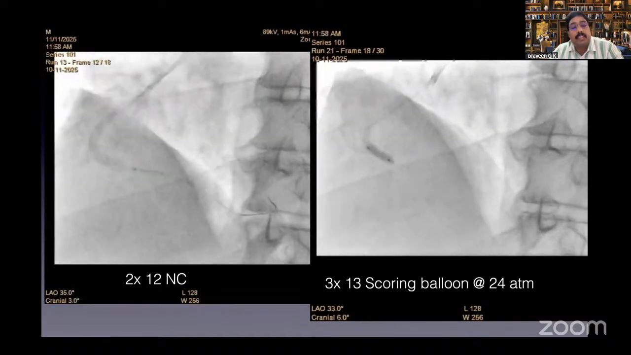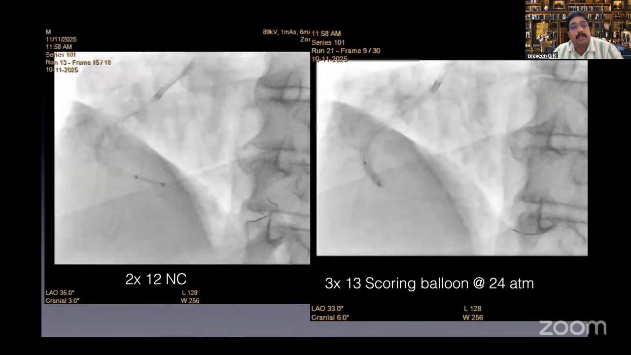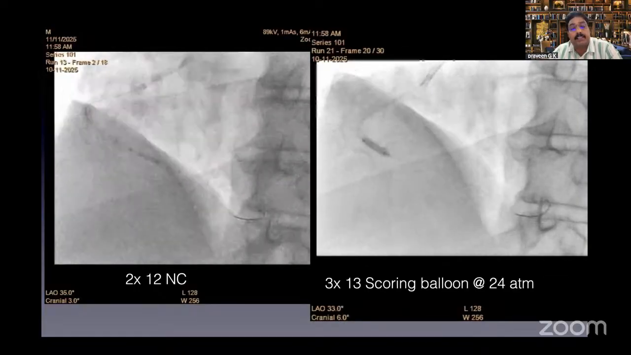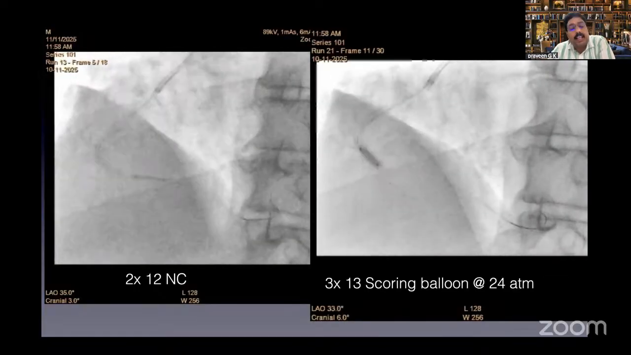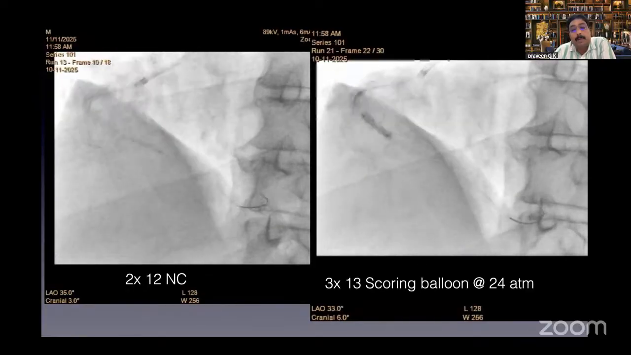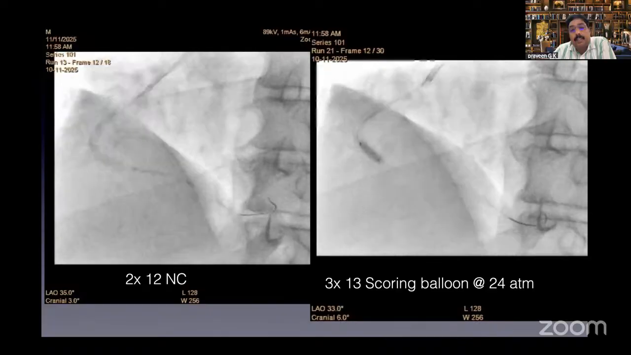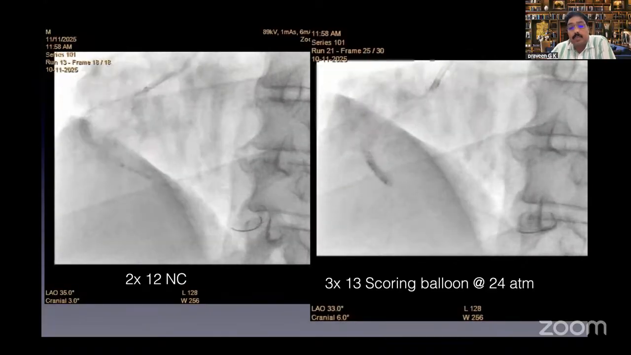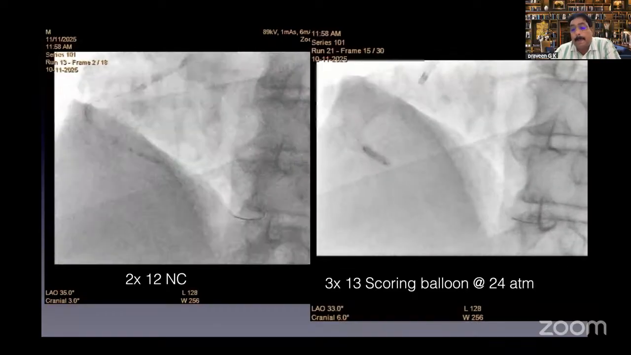The IVUS showed us there was a decent landing zone in the mid RCA, just proximal to the previously stented segment. So what we did was we dilated the PDA ostium with a 2x12 NC balloon, and the distal RCA to the mid RCA was dilated with a 3x13 scoring balloon at high pressures.